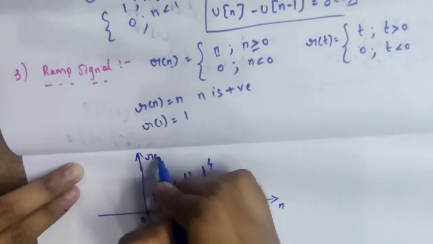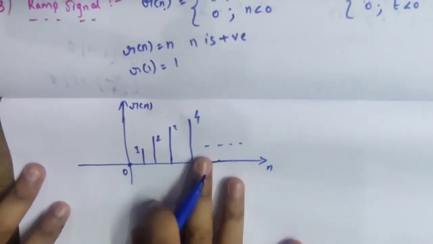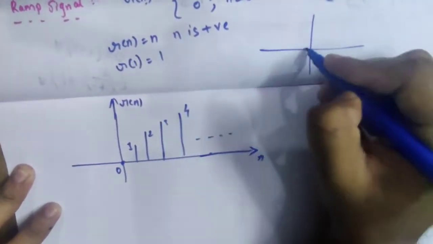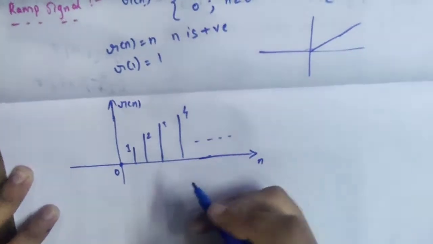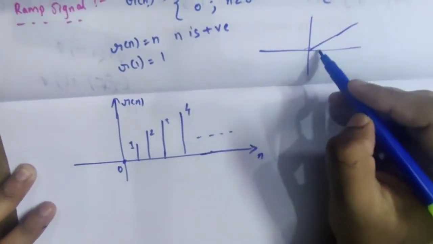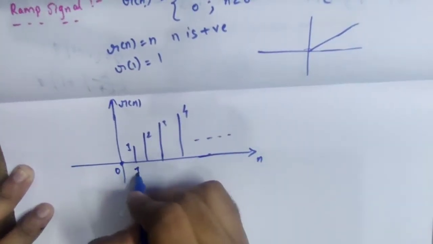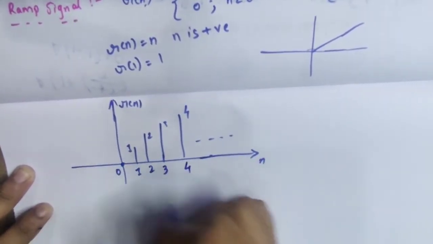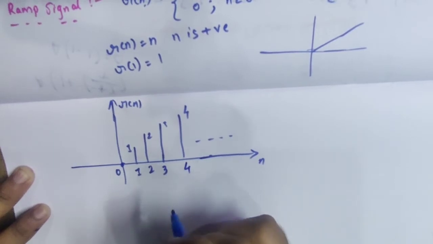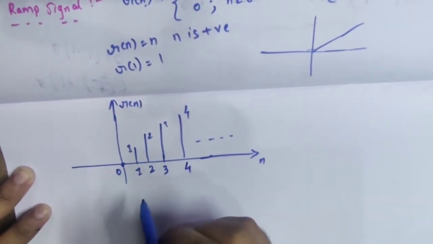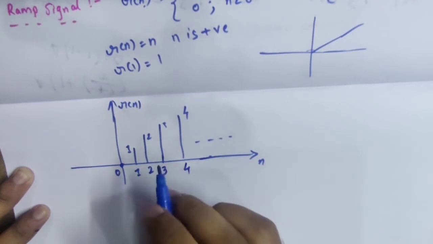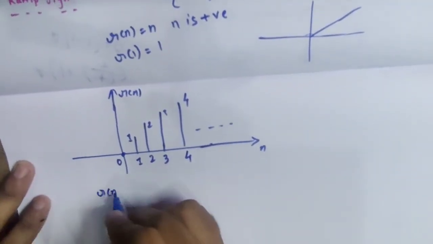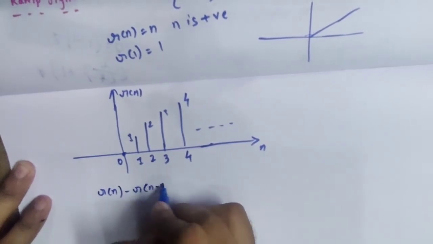This is n, this is r of n. This is the graphical representation of the ramp sequence. Whereas in continuous time domain, it was like this. It was existing for each and every value of time, whereas here it is existing only at integer values of time. So this is our ramp sequence. Here also we can draw one conclusion. Let us subtract r of n minus r of n minus 1.